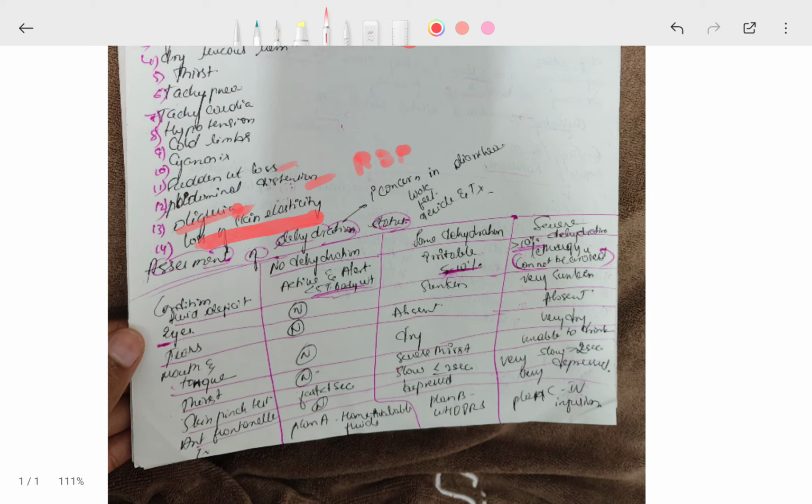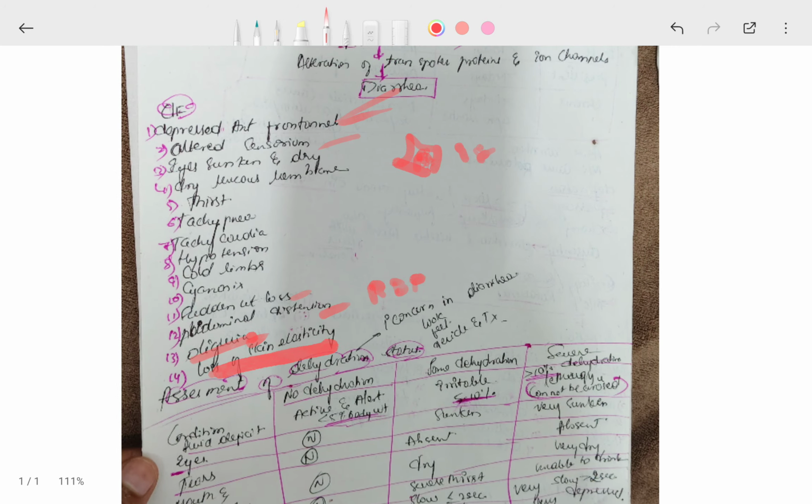Then you've got the clinical features: depressed anterior fontanelle, altered sensorium, sunken eyes, dry mucous membrane, thirst, tachypnea, tachycardia, hypotension, cold limbs, cyanosis, sudden weight loss, abdominal distension, oliguria, and loss of skin elasticity. I explained to you one by one how it occurs. Now we will go for the assessment.